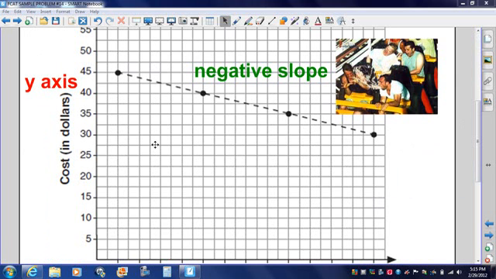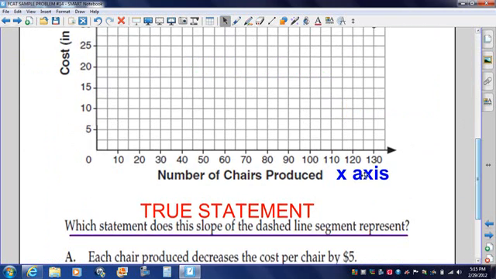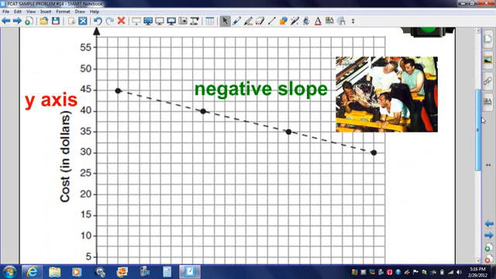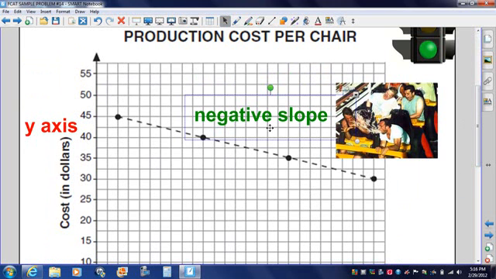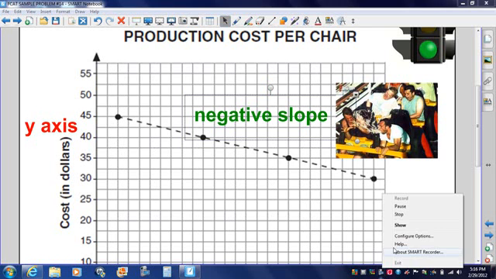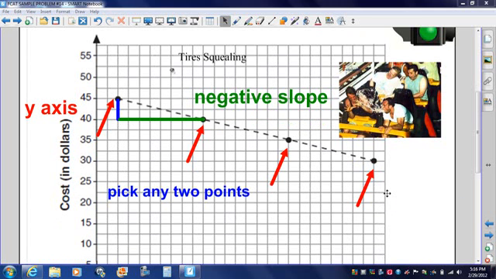Alright guys, on your packet, if you would, please label the y-axis. And I would also like you to label the x-axis. And go ahead and write negative slope somewhere on the picture. And on the FCAT, go ahead and write in your FCAT book when you take the FCAT in April, whether it's a positive slope or negative slope. We're going to use this time as a quick review on how to find the slope. So let's burn some rubber and get busy.